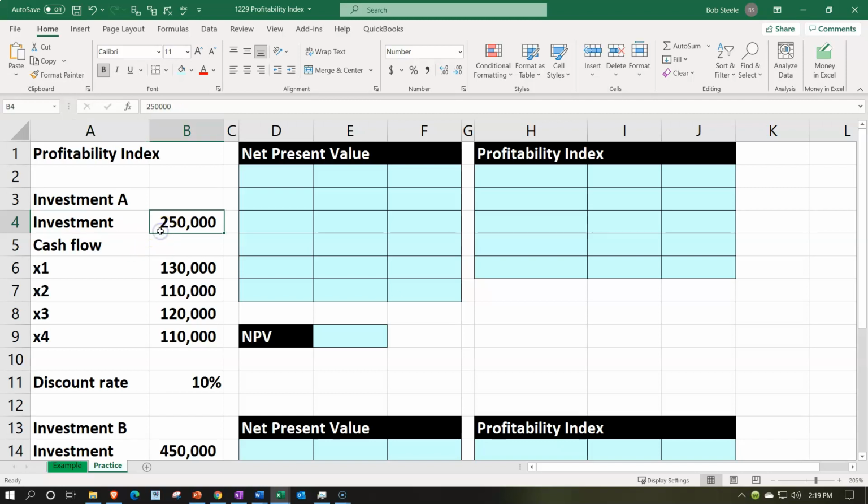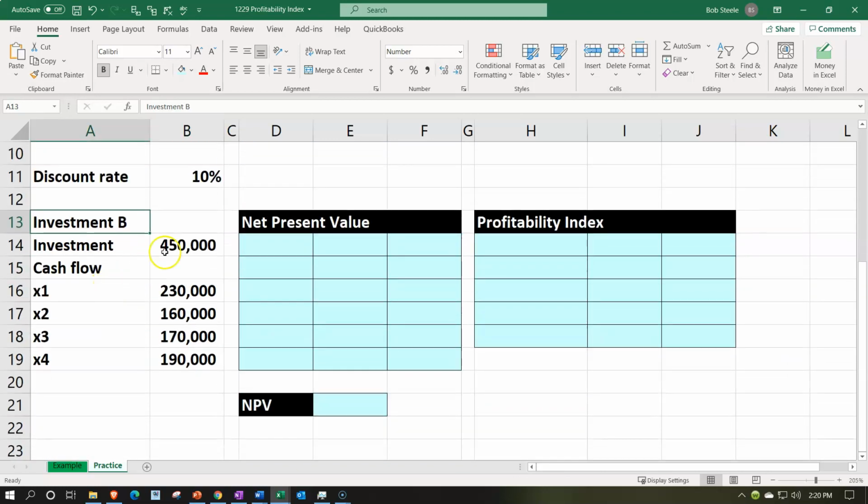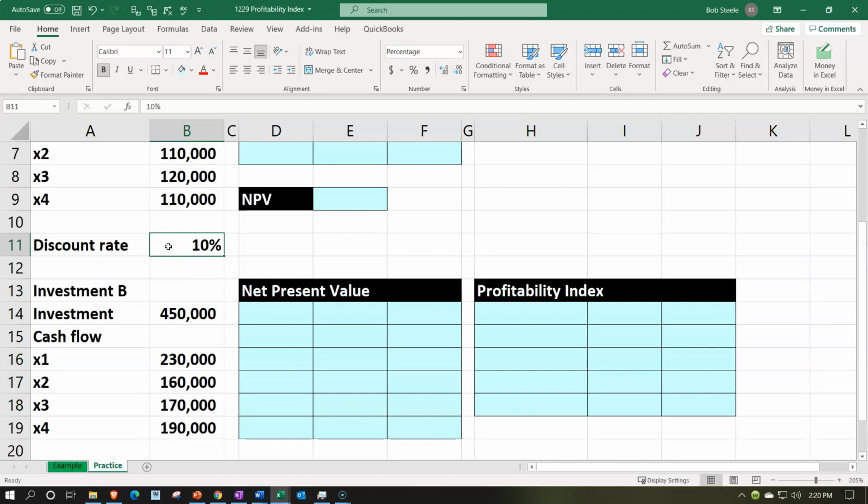A, we're saying, has 250,000 and it's going to produce, we're projecting, these cash flows from years 1 through 4 into the future. And then B, we're saying, is 450. So you'll note there's a substantial difference in the initial investment. And then we're thinking that these are going to be the future cash flows for B. Our hurdle rate, or the discount rate that we're going to use, is 10%.